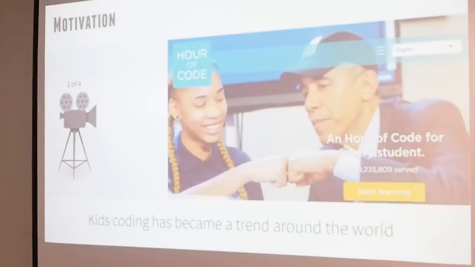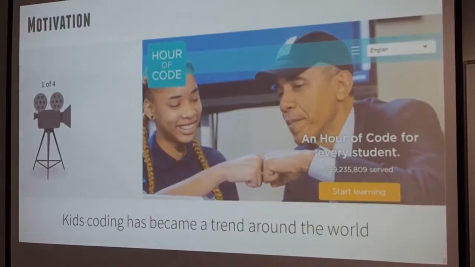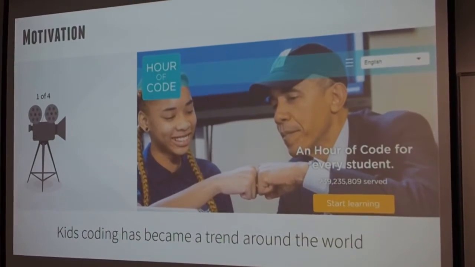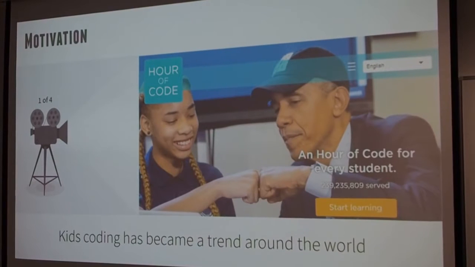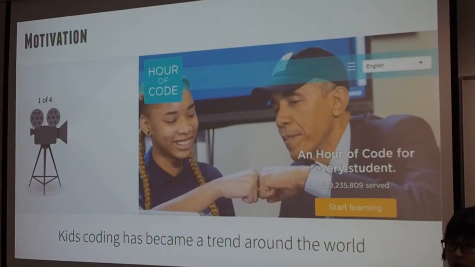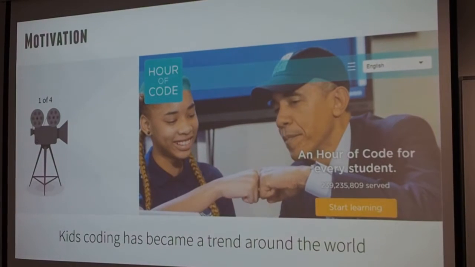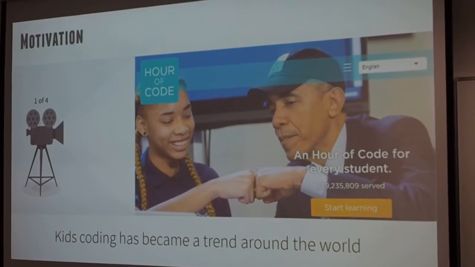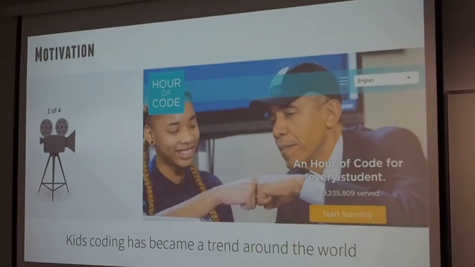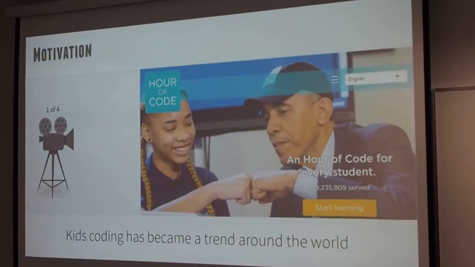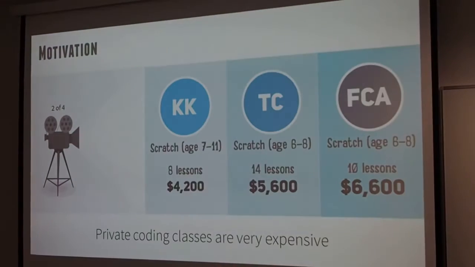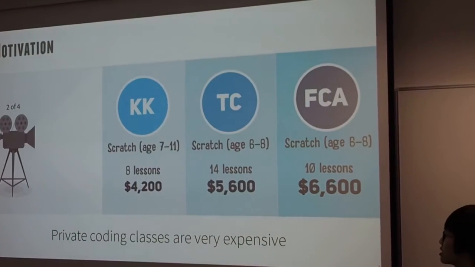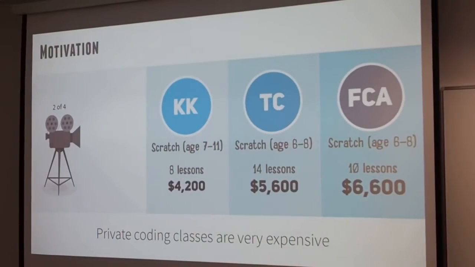First, we observed that kids coding has already become a trend around the world. In 2013, an NGO in the US was formed, called CodeBook App. They put some online tutorials on the internet, and up to now over 200 million children have participated in those tutorials, which proves that there are really a lot of children interested in learning code.